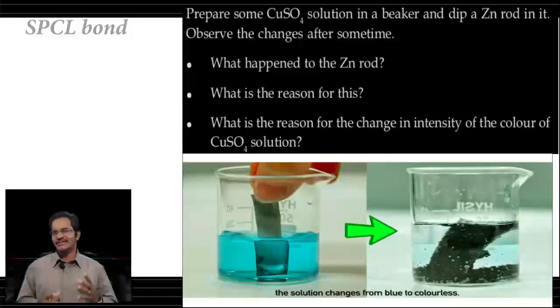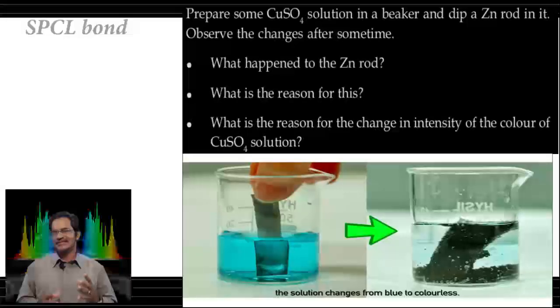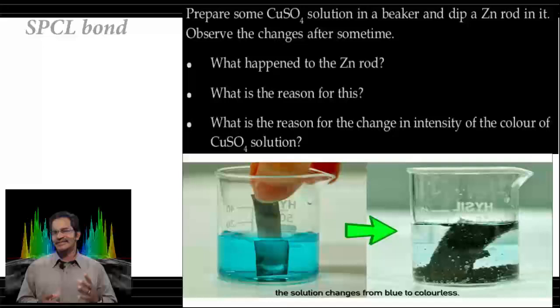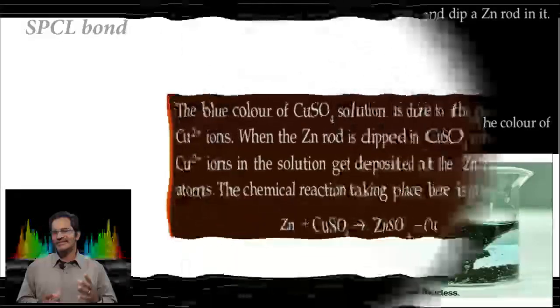What is the reason for the change in intensity of the color of the copper sulfate solution? You think about that. What is the reason for this change of the zinc rod, and for the change in intensity of the color of the copper sulfate solution? You can explain it very easily based on certain observations.